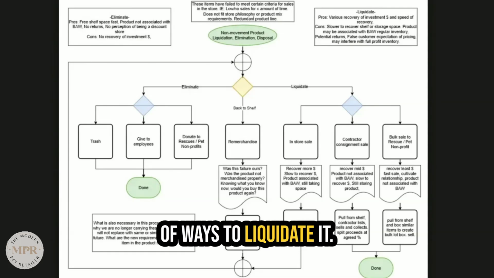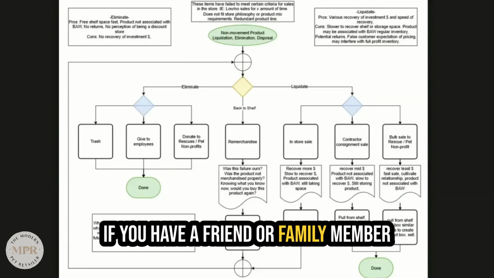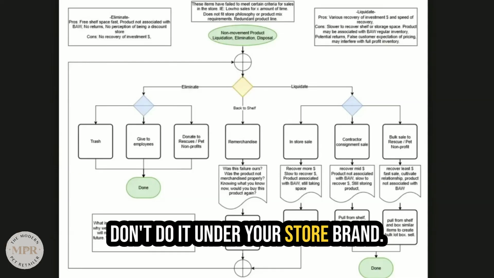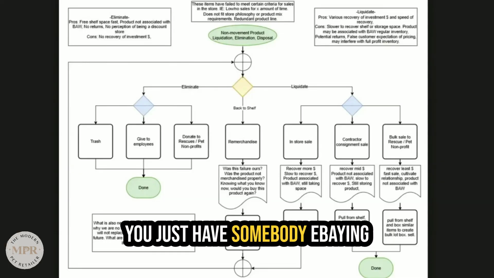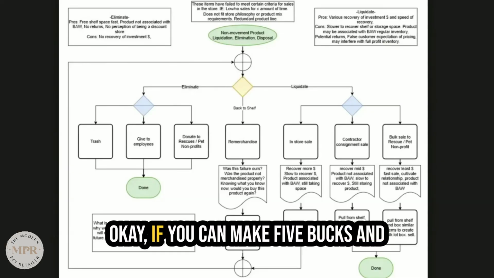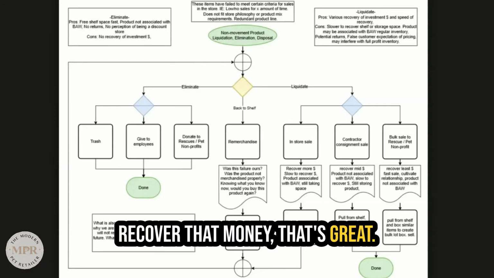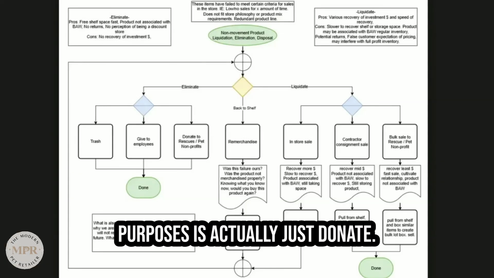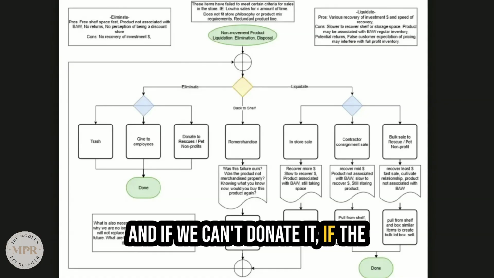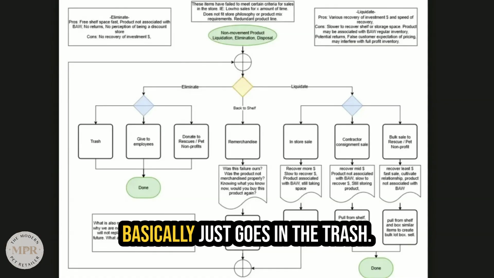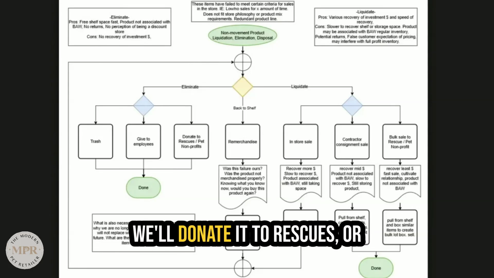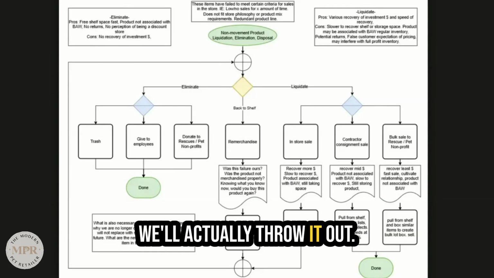And there's a handful of ways to liquidate it. If you have a friend or family member who wants to sell things online, you don't do it under your store brand. You just have somebody eBaying the stuff out the back door. Okay, if you can make $5 and recover that money, that's great. What we tend to do for speed purposes is actually just donate. And if we can't donate it, if the rescues don't even want it, then it basically just goes in the trash. So we'll give it to employees, we'll donate it to rescues, or we'll actually throw it out.